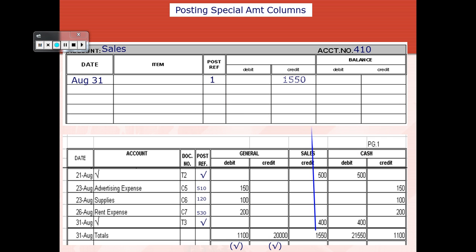Alright. Next step, you take the total, the bottom number, and this is the sales credit, and you just transfer that number into the credit column for the sales general ledger. Okay. And then just like before also, you only have 1 transaction in sales, so you transfer it over to show the balance that's in sales. Since there's only 1 transaction, it's the same balance. Pretty easy.